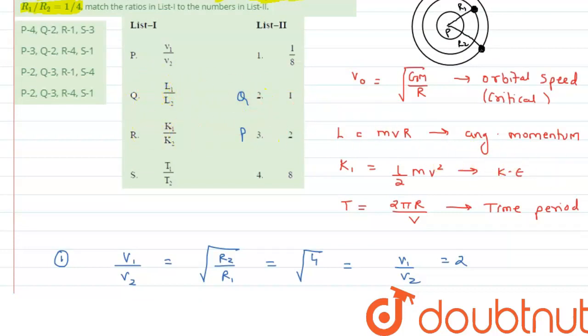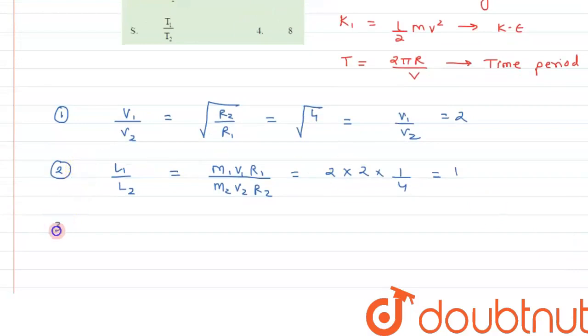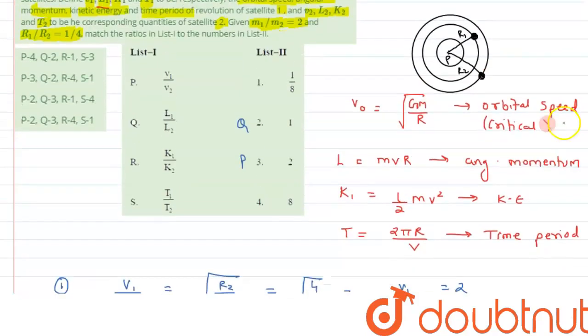Now we have to calculate kinetic energy. Kinetic energy 1 upon kinetic energy 2 is, with half mv square as the formula, m1 v1 square divided by m2 v2 square. Here m1 by m2 is 2 and v1 by v2 we have calculated as 2, and 2 square is 4, so this comes out to be 8. So R matches with the fourth option.